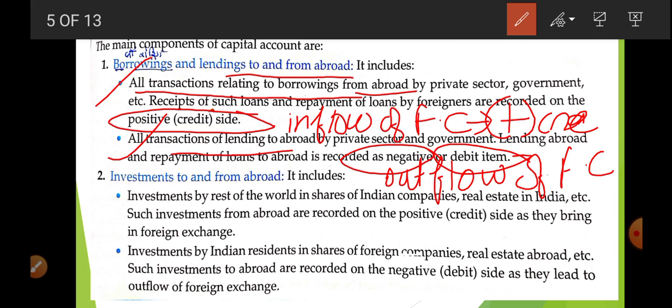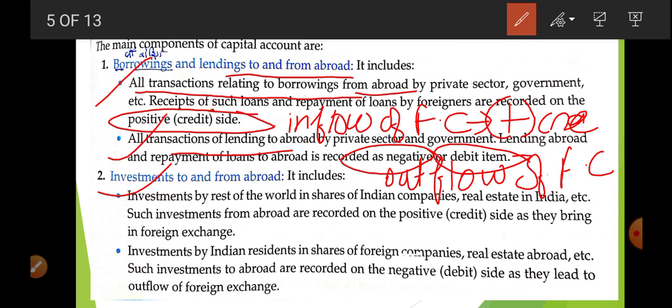On the other hand, suppose India is going to give money to Afghanistan, or going to give money to Nepal. So in this case, there will be an outflow. India is going to give a loan to Nepal or Afghanistan, so there will be an outflow of foreign currency. So that is why it is recorded on the debit side.